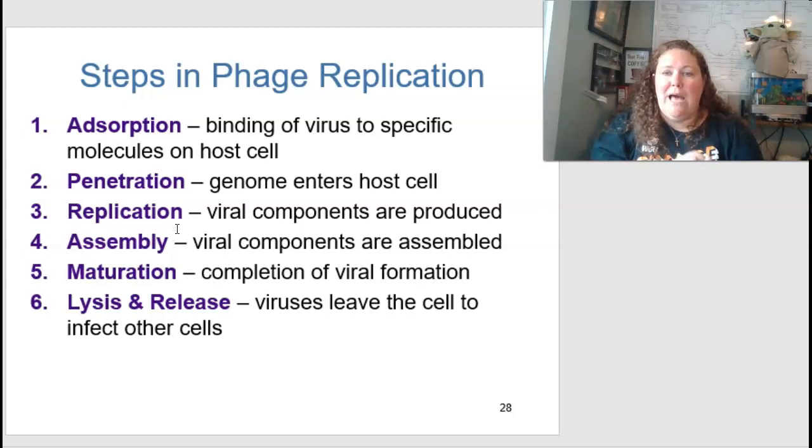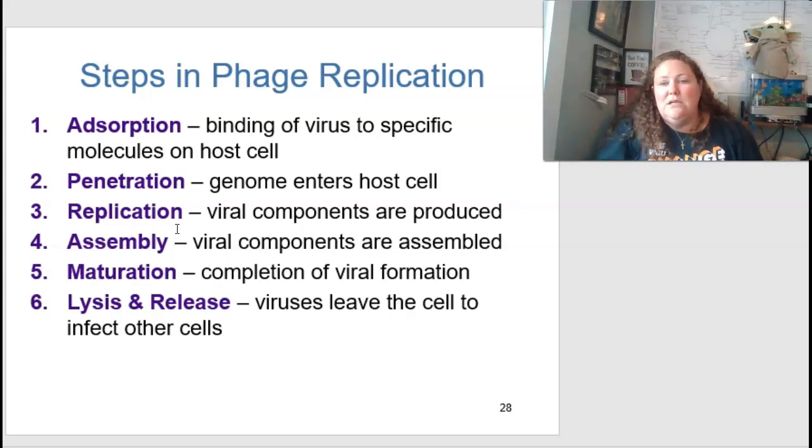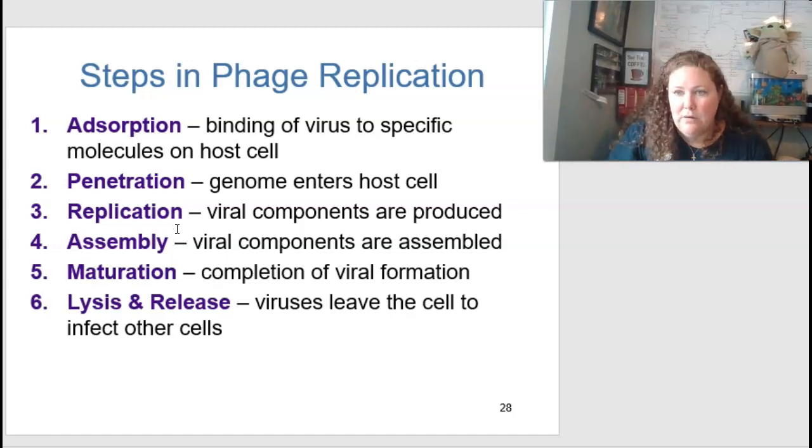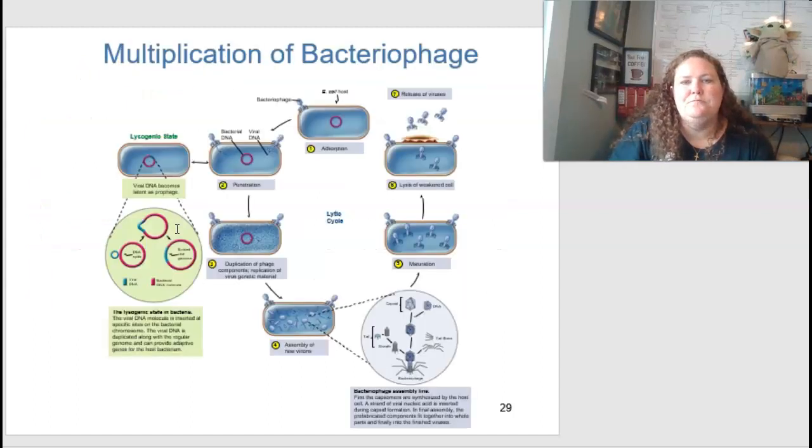start making their own copies, right? And so they're reproduced. Then you have the assembly, and this is where the viral components are assembled. You have maturation, and this is when those little viruses are going to mature and get ready to go out and do their own little harm. And then you have the lysis and release, and this is when the viruses leave the cells in order to go on and infect other cells.